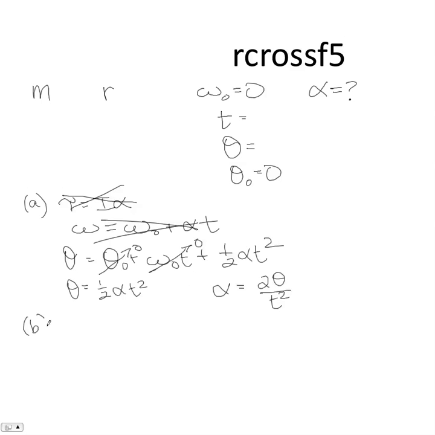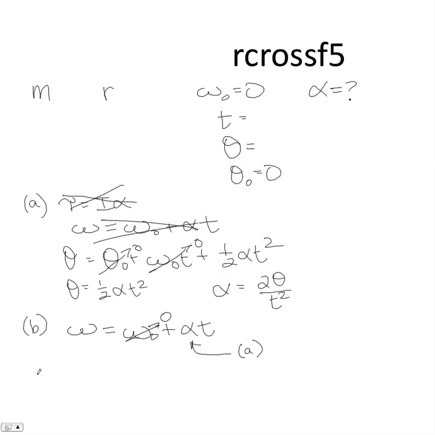For part B, they ask you what the angular velocity is after another amount of time. Well, now we can use my favorite equation, omega equals omega naught plus alpha t. We know omega naught's 0. We just found alpha from part A, and a new t was given to us for this part of the problem.